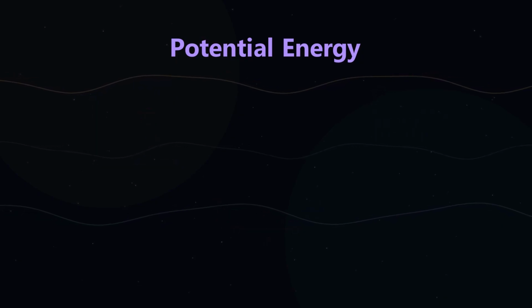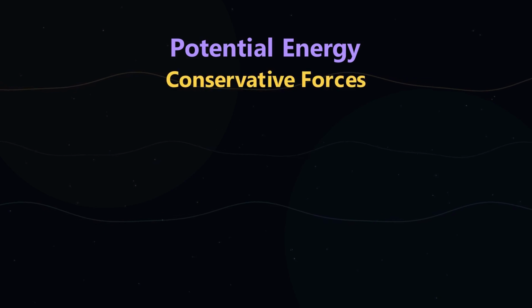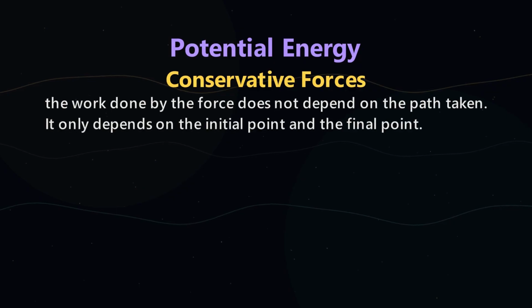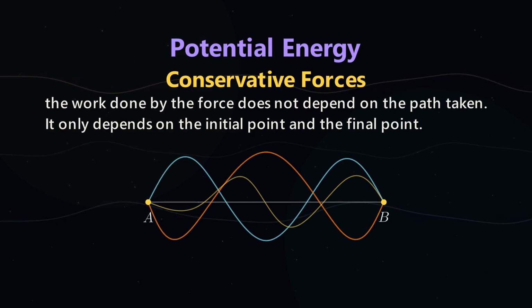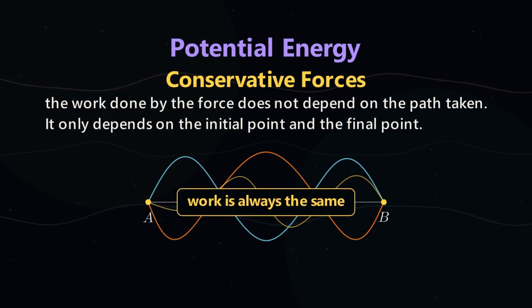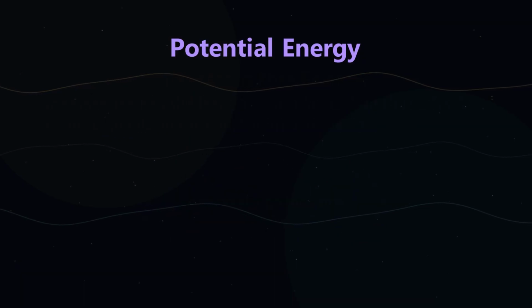To define potential energy, we need a special kind of force, a conservative force. A conservative force has a very useful property. The work done by the force does not depend on the path taken. It only depends on the initial point and the final point. So if we move a body from point A to point B, the work done by a conservative force is the same no matter which path we choose. This is what allows us to define a potential energy.